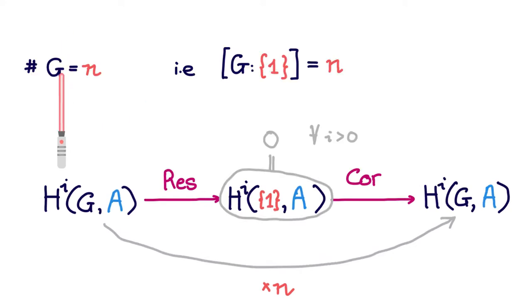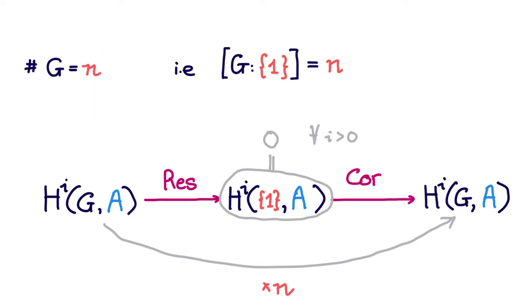However, if G is finite of order n, say, then the trivial subgroup is of finite index in G. In particular, it has index equal to the order of G. Thus, applying the previous proposition with this trivial subgroup in place of H, we get that the multiplication by n map should factor through the cohomology group of this trivial subgroup, which is 0 in positive degree. Thus, multiplication by n kills all the elements of these cohomology groups, and therefore all elements of this cohomology group must be torsion of order dividing n.